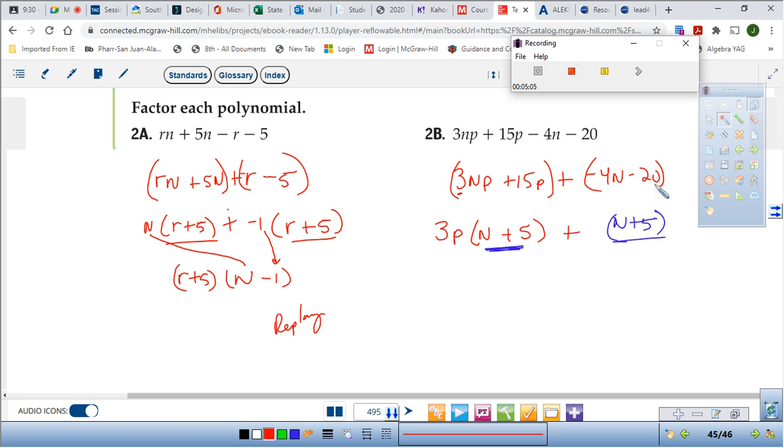I can factor out here a 4, a negative 4 actually. Let's see, negative 4 times this, check, gives me that. Negative 4 times this, check, gives me that. So this works out. So now I'm going to factor out this n plus 5 from both. N plus 5 comes out, leaving me with 3p minus 4. Boom, there it goes, guys.